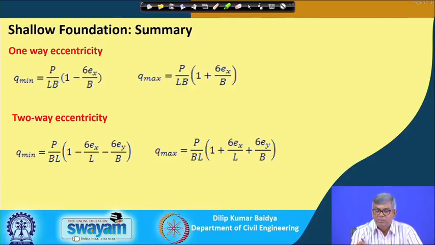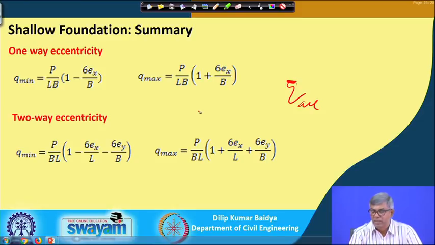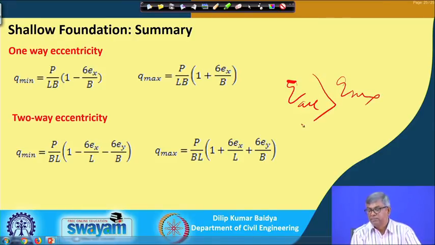There is a Q allowable for any soil, and if you find out a Q max, your Q max should be less than Q allowable. That has to be made sure. So, because of that, sometimes you have to find out what the Q maximum is.